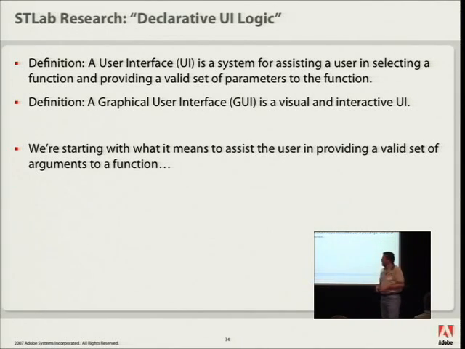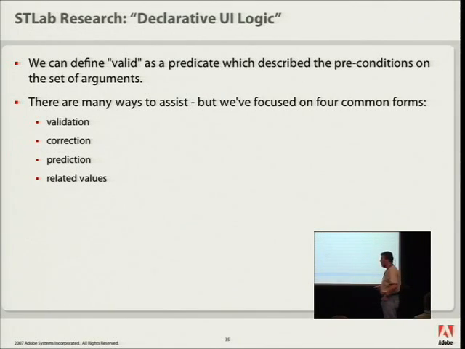A big part of the code we're talking about here is not the code that deals with selecting the function, right? You pick the menu item, you've got the dialog box, or you're on the palette, and the function is implied. It's going to set a set of properties on your document. But what does it mean to assist the user in providing a valid set of arguments to that function? So we have two loaded terms there. One is valid. We know what arguments to a function are. What does it mean that they're valid? And what does it mean to assist? So valid is pretty easy. It's just a predicate that corresponds to the preconditions of the function.